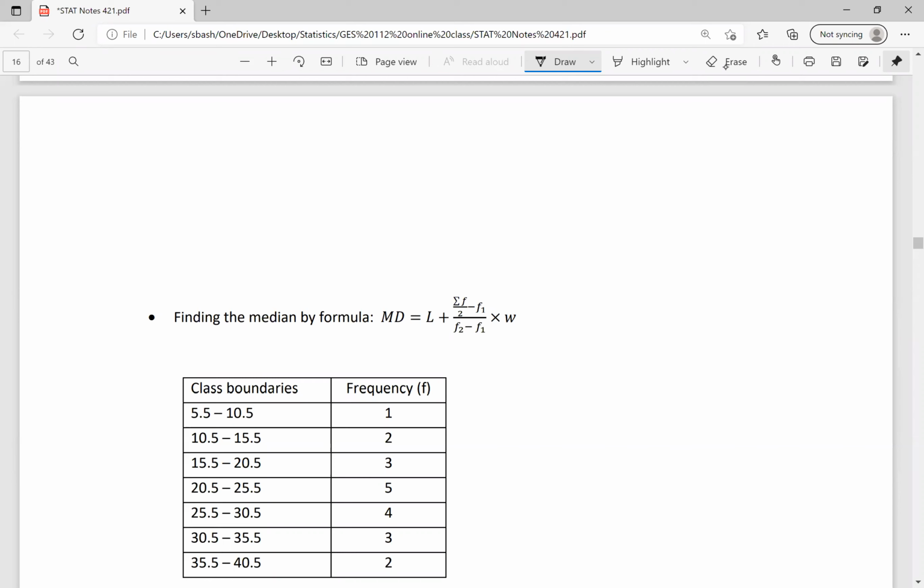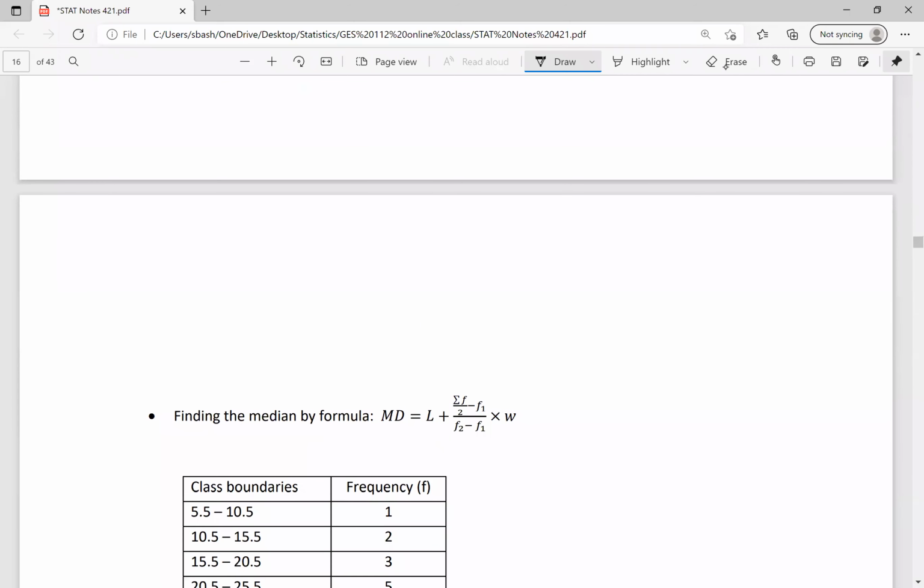In the last part, we spoke about the mode and the mean of the group data. And we said that the mean of the group data is equal to sigma of fxm divided by n. This is for the group data. And also we spoke about the mode.